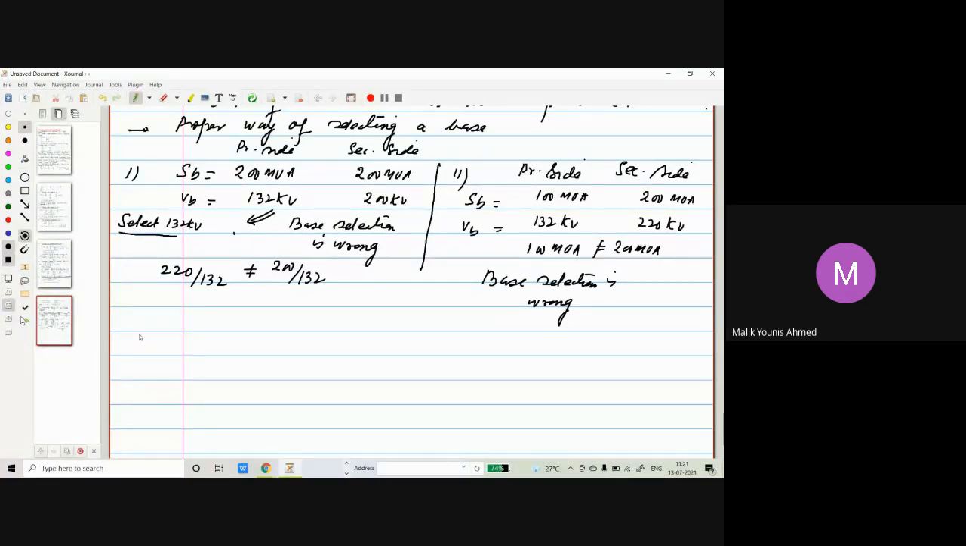Now, the third choice I can use, and I will give the reason also: SB and VB on the primary side and on the secondary side. Let's say this is 150 MVA and this is 150 MVA. See here, primary side is not equal to secondary side. That's why the base selection is wrong. And I'm talking of the complex power base in this case. In this case, the voltage base ratio, 220 by 132, will not be the same as 200 divided by 132. So it is almost different. That's why the selection is not correct.